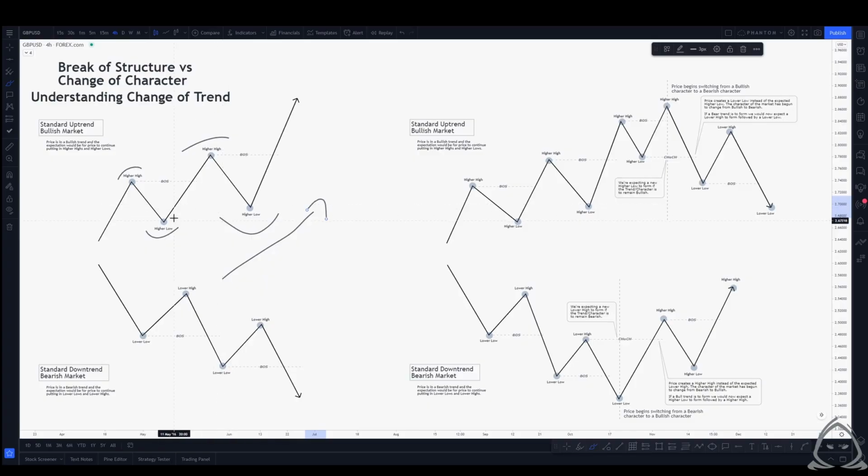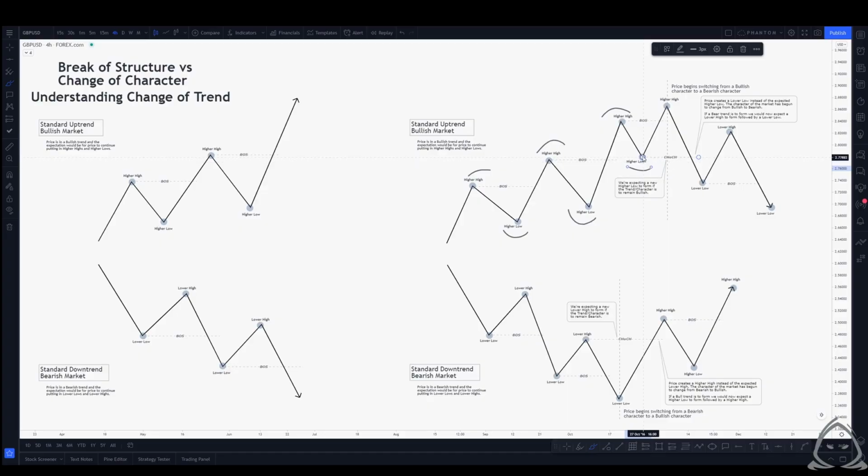Now, how do we invalidate an uptrend? We see the previous higher low being taken and price moving to the downside. That's what we would consider a change of character. So when we're looking at an example of a standard uptrend in a bullish market and how it relates to a change of character, our initial expectation is that price will be creating higher highs and higher lows, higher highs, higher lows, higher highs and higher lows. And as long as we're completing that process in succession, we are in an uptrend.